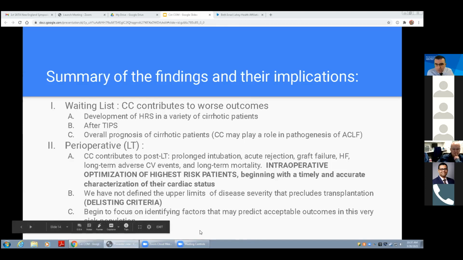Here's a question. I think it is clear that involvement of the cardiology team is paramount. Do they have the same team evaluating the cirrhotic cardiomyopathy patients?